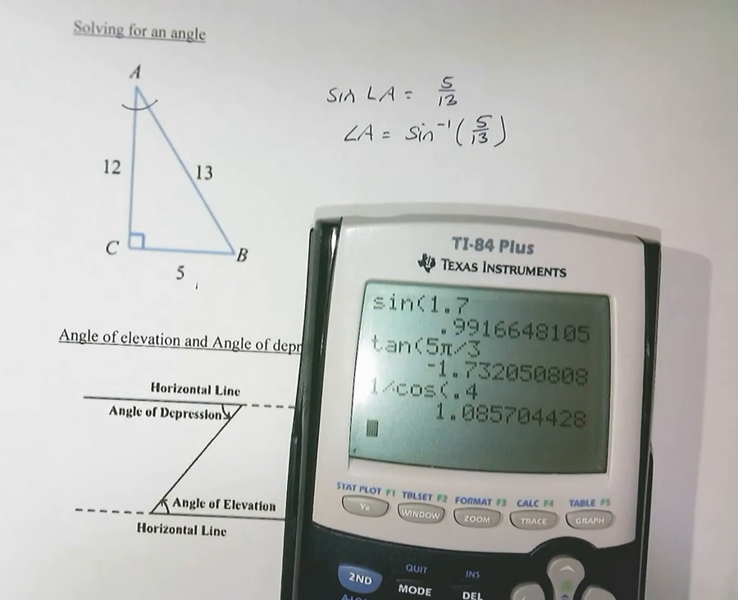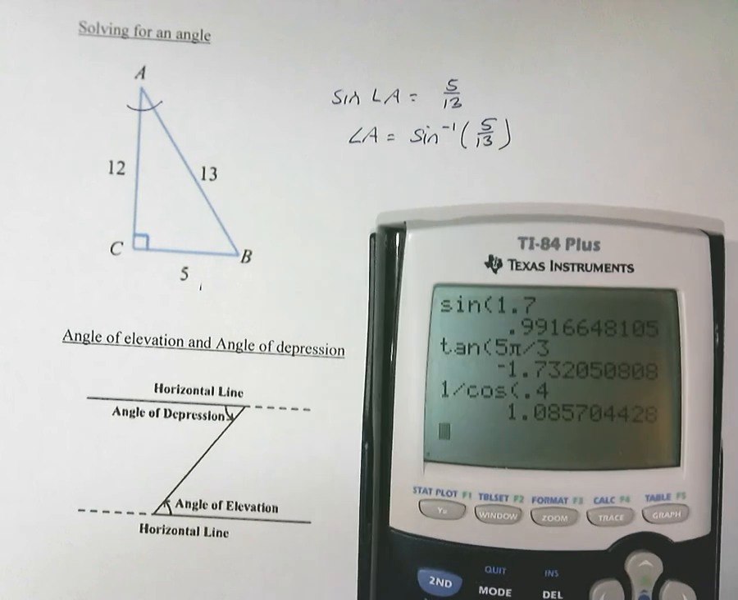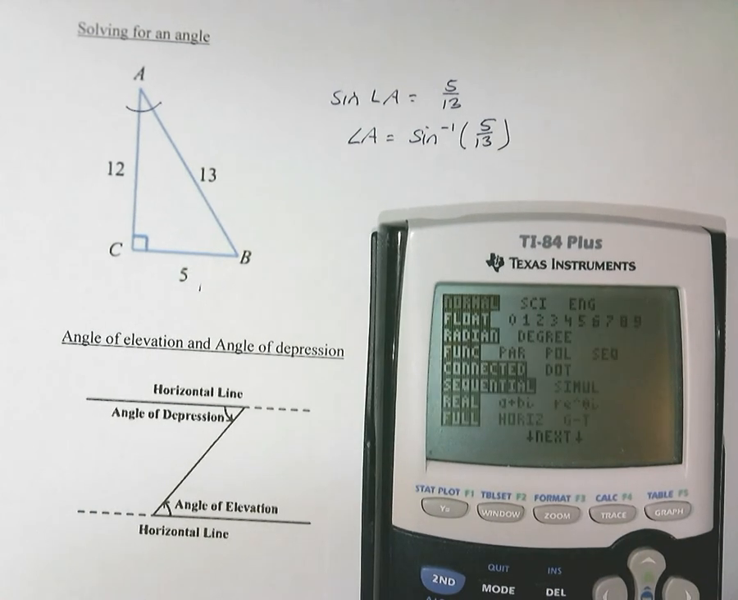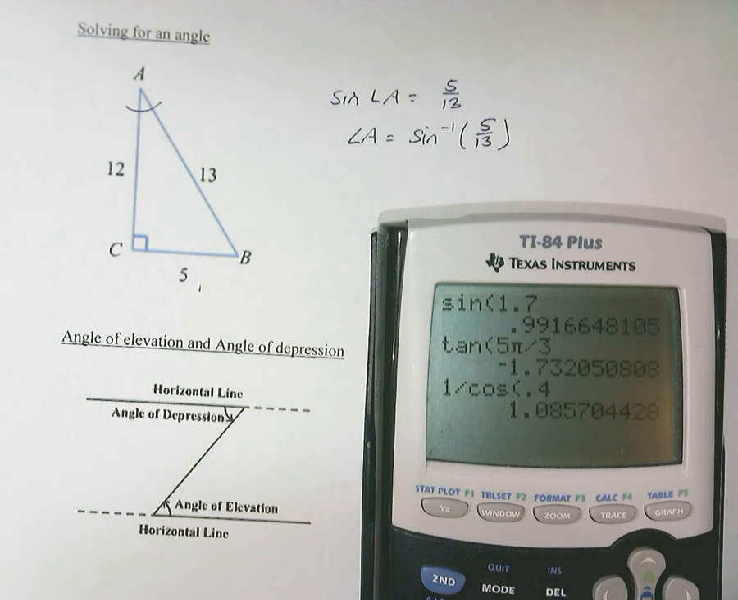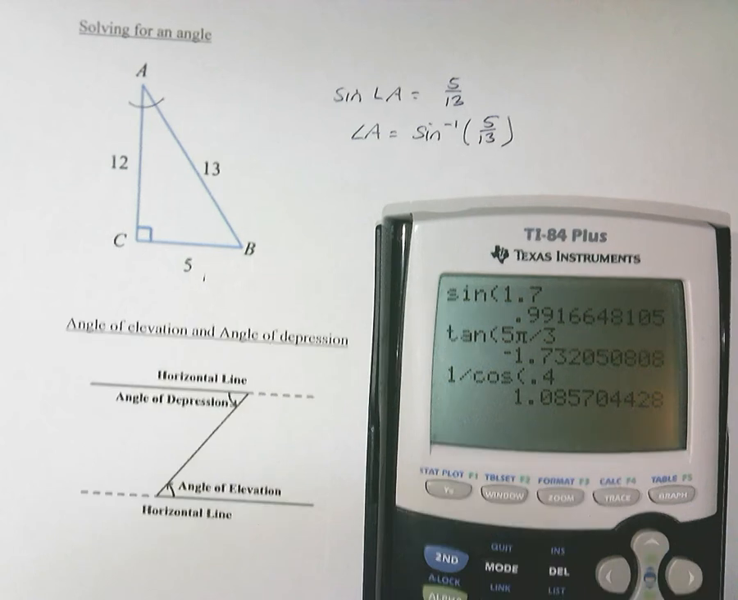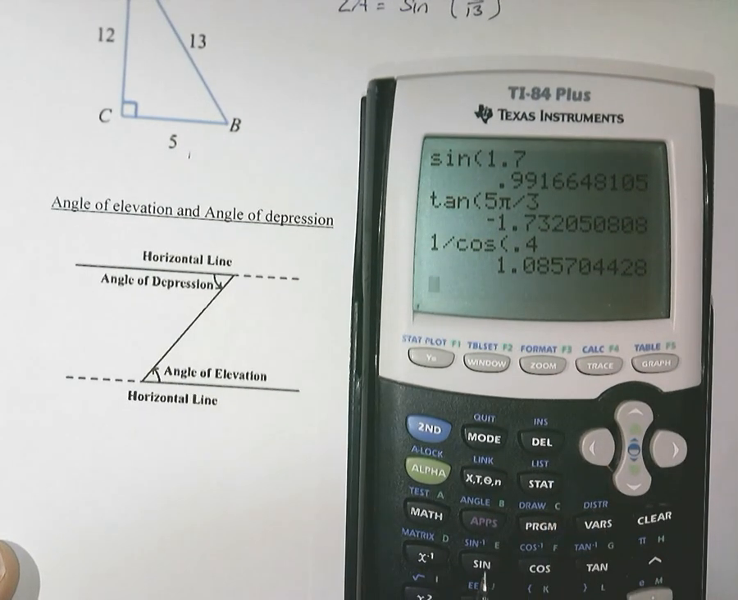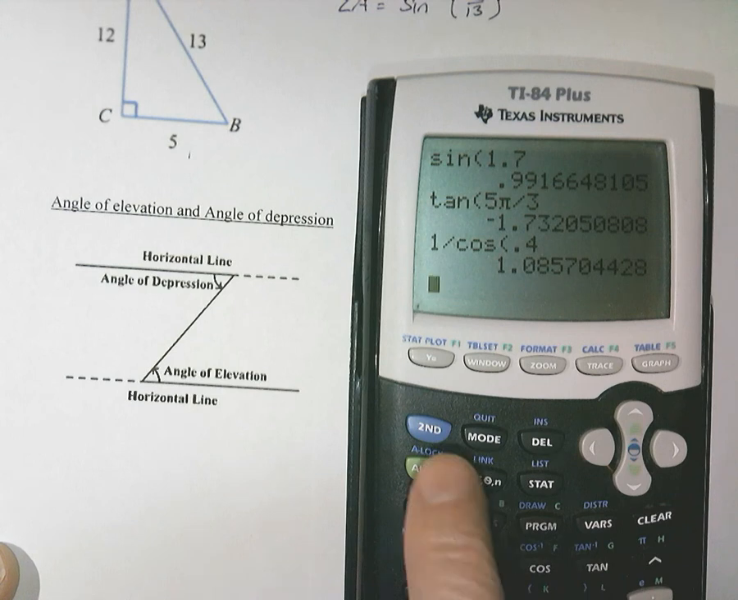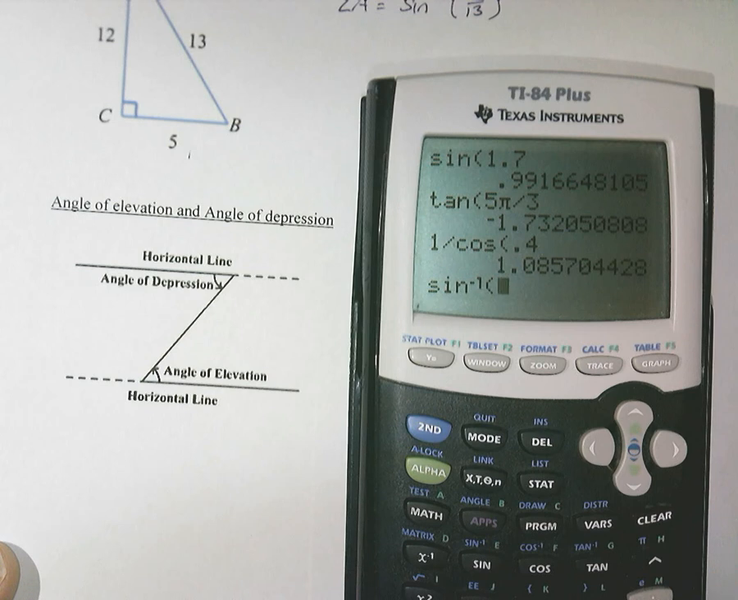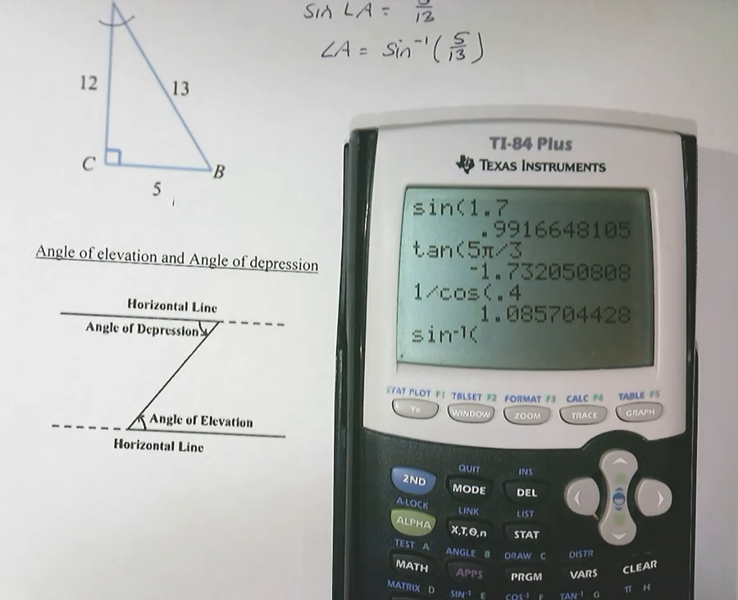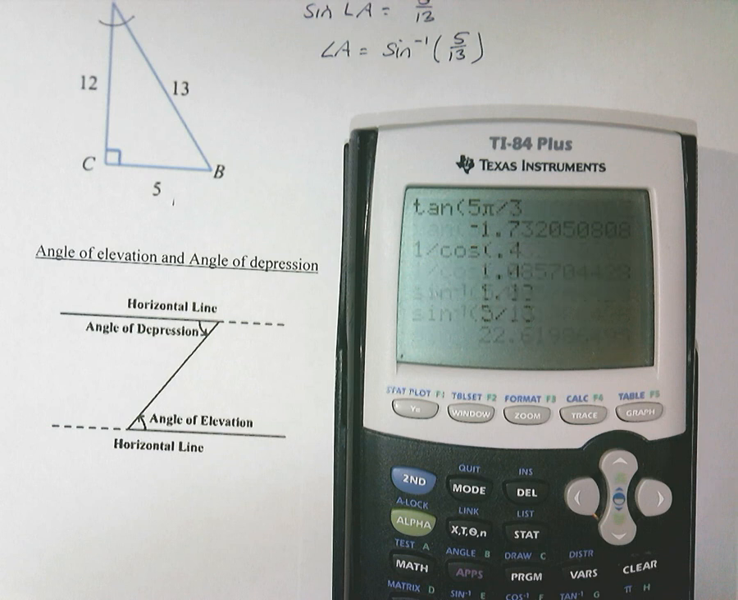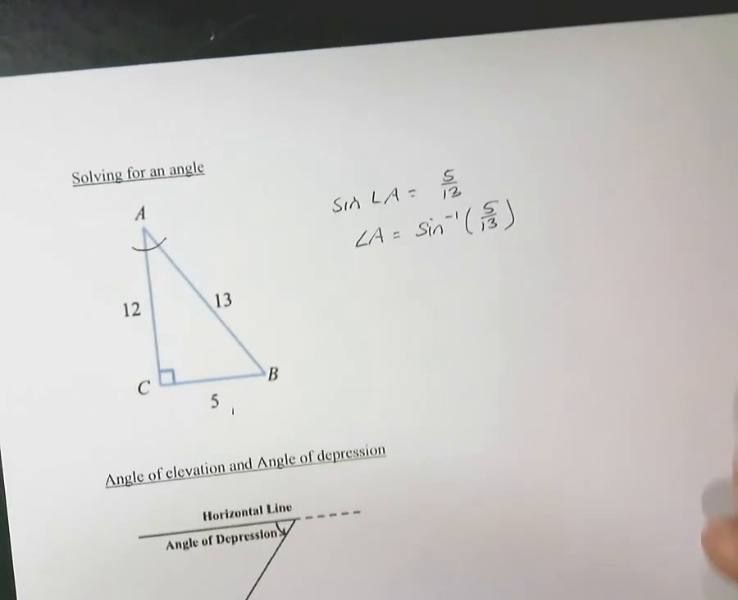Okay, first of all, I'm going to make sure my mode is on degrees, and it wasn't, so I put it on degrees. Then I want to do inverse sine. So I've got sine right here, but I want to do inverse sine. So I'm going to do second and sine, and I've got the 5 divided by 13. So 22.62 degrees. So 22.6 degrees will be good enough.